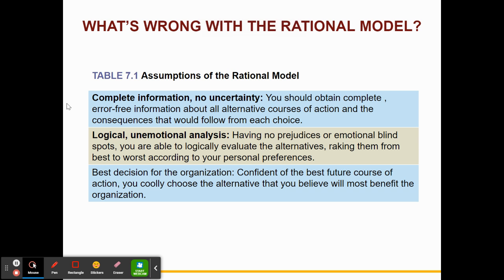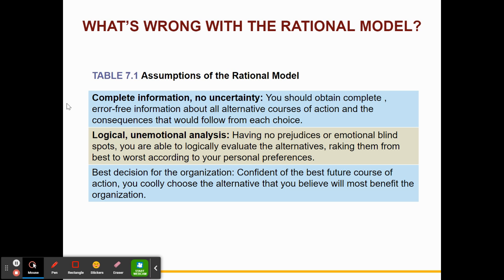So the first assumption of the rational decision making model is complete information and no uncertainty within the marketplace. So you should be able to obtain complete error-free info about all alternative courses of action and the consequences that would follow from each choice. Okay. So I want you to think about this for a moment. How often in the business world are we operating with complete information and no uncertainty? Think about that, and see why we have an issue with the rational decision model, right? There's always some level of uncertainty within the business environment.